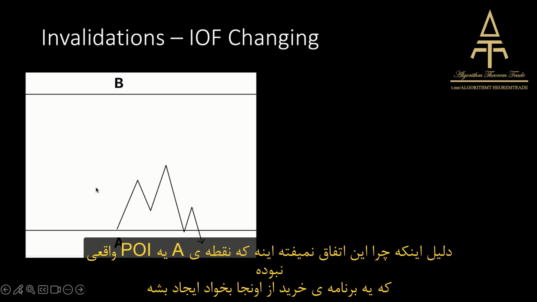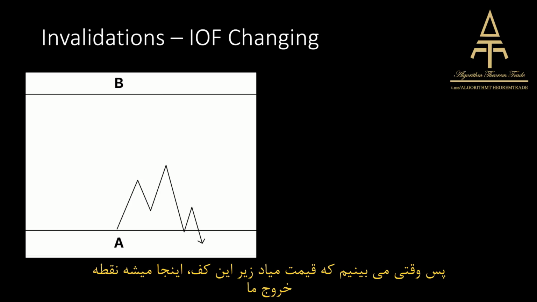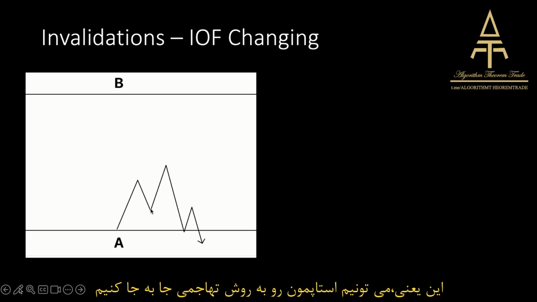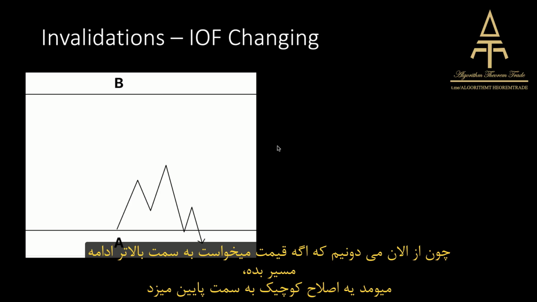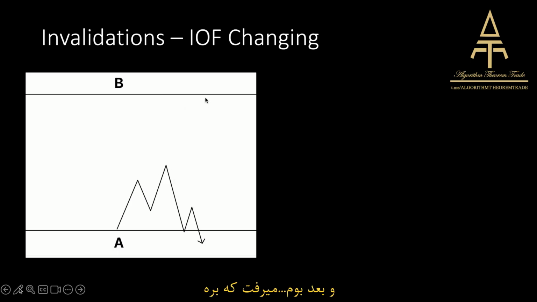The reason why this is not occurring is because point A was not the real point of interest from where a buy program was likely to unfold. So when we see that price displaces below this low, that's an exit. That means that we can trail our stop aggressively, because we already know that if price was going to continue higher, it would have formed a shallow retracement here, and then boom, there it would have gone.